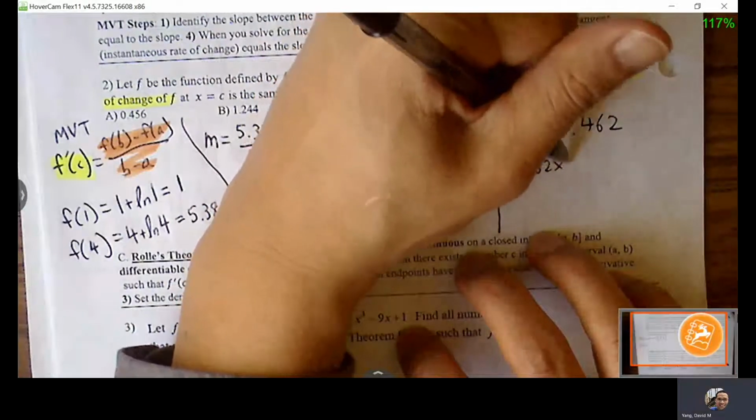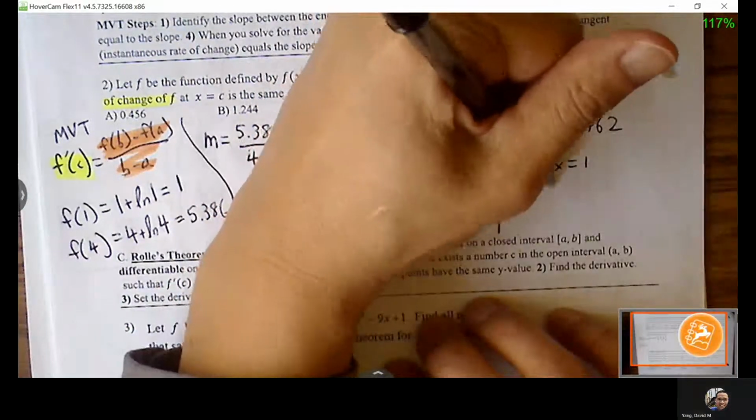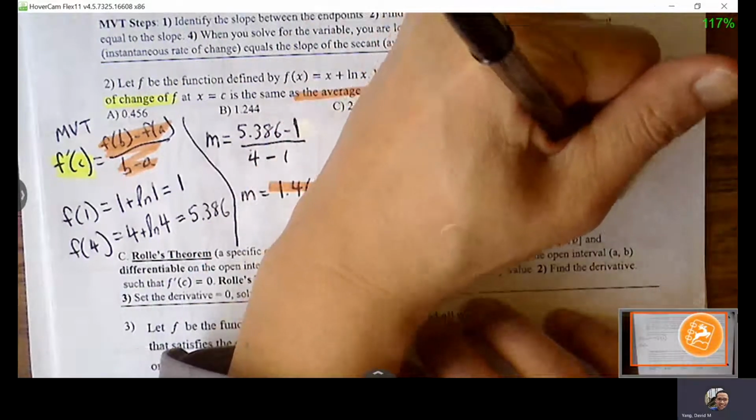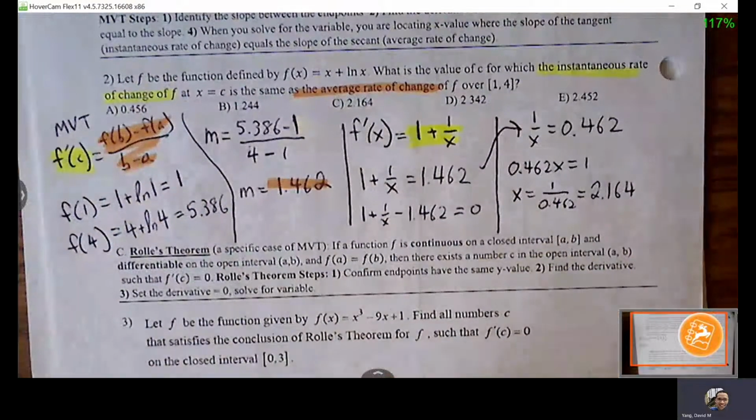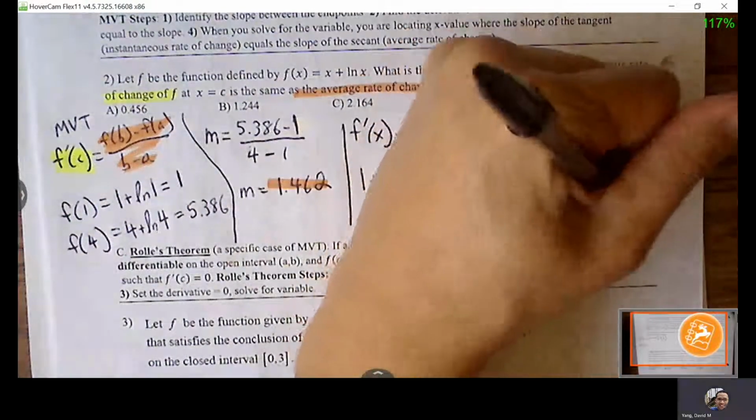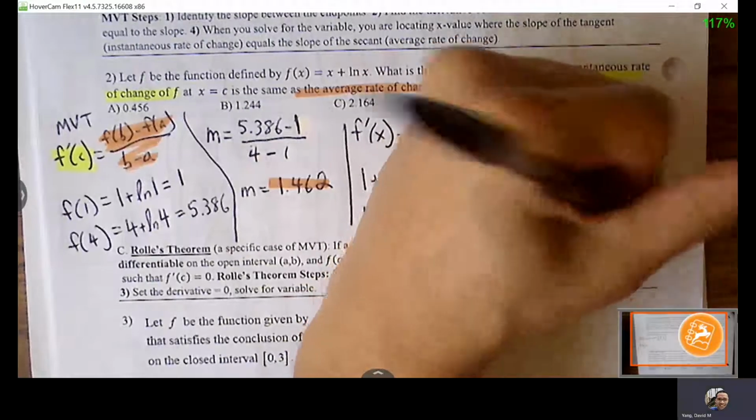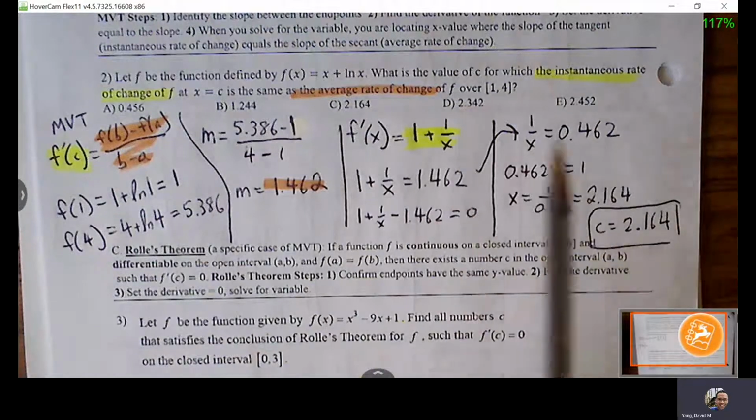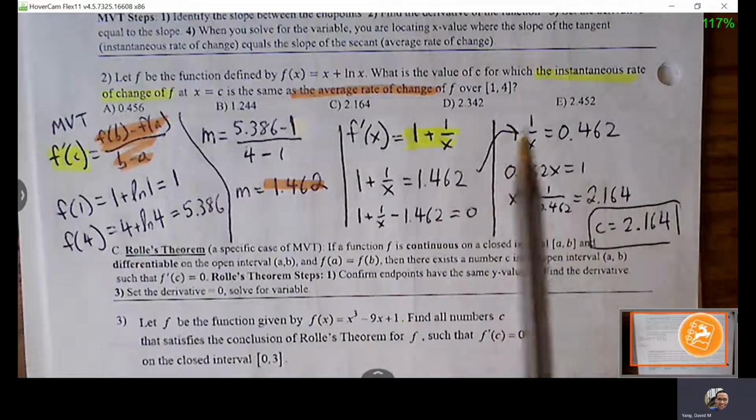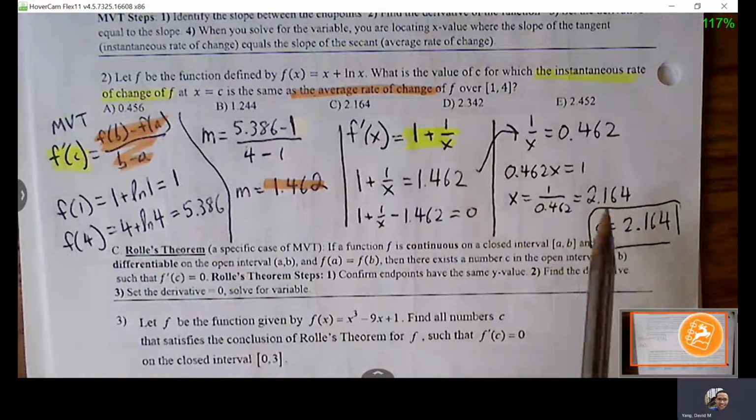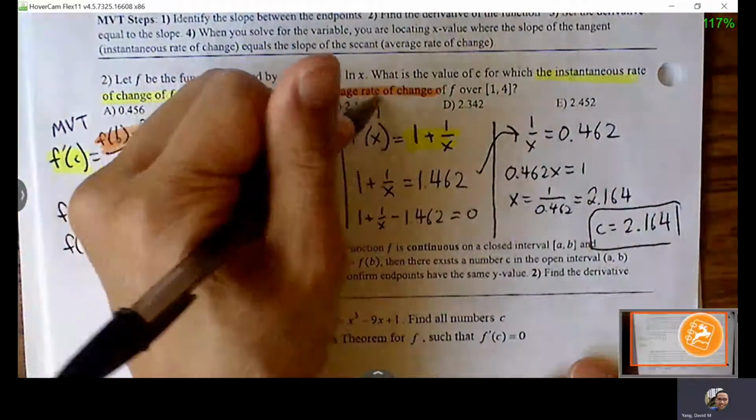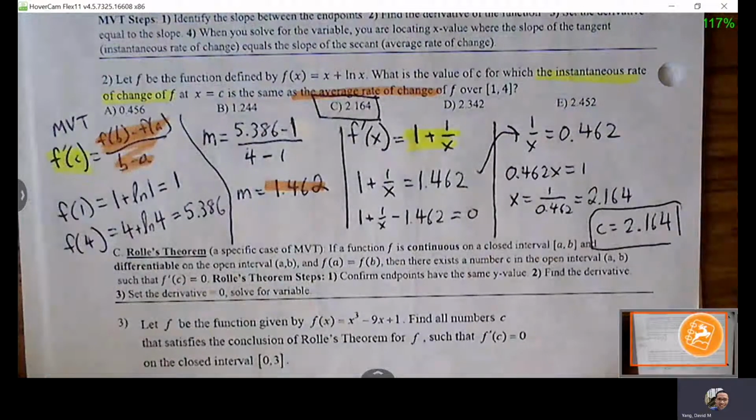Cross multiply. So somewhere between 1 and 4 at 2.164, the curve of the graph is going to be exactly a steepness of 1.462.